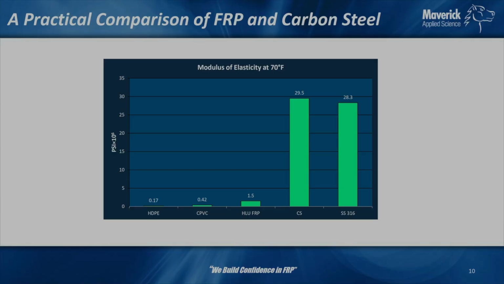So here's modulus of elasticity. Here's where we know carbon steel is: 29 million, 30 million is pretty common. FRP, this is hand layup, 1.5. You see where HDPE is. So it's quite a dramatic difference here.